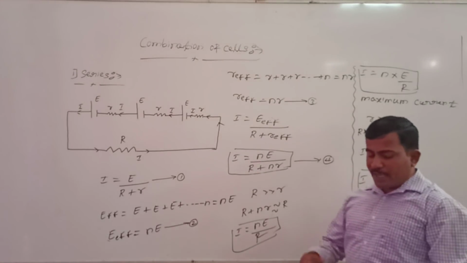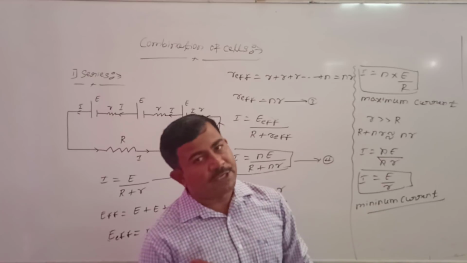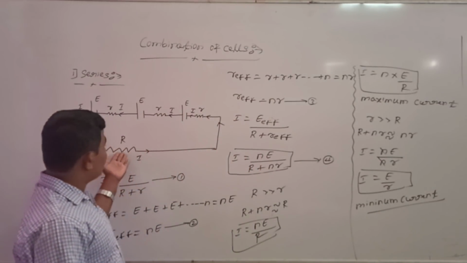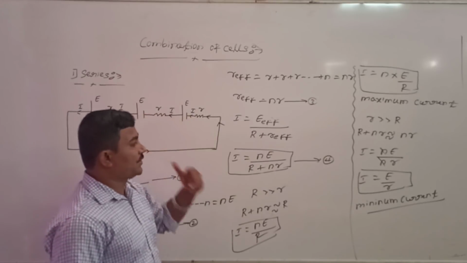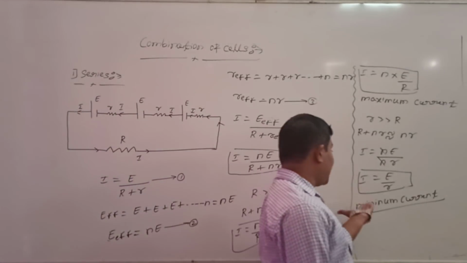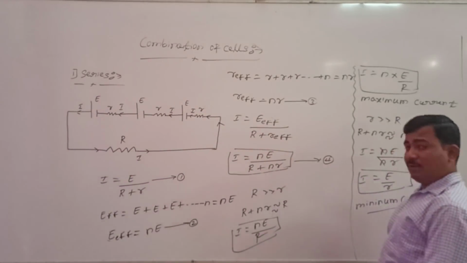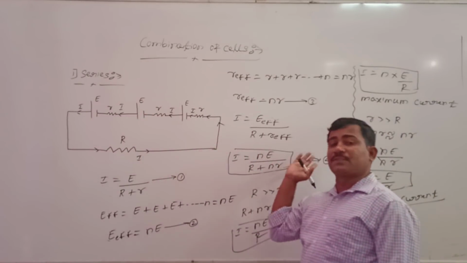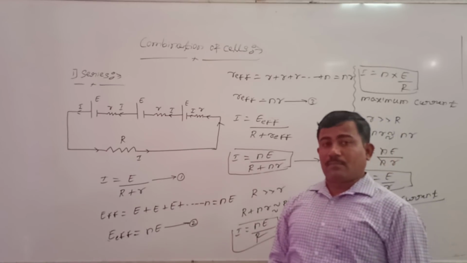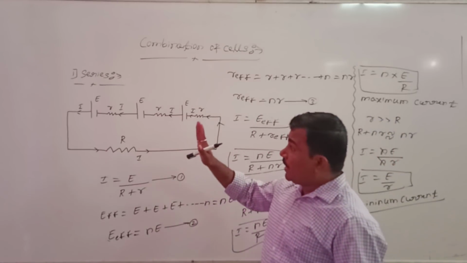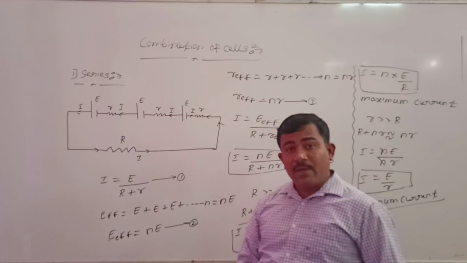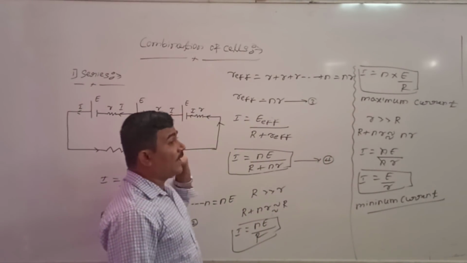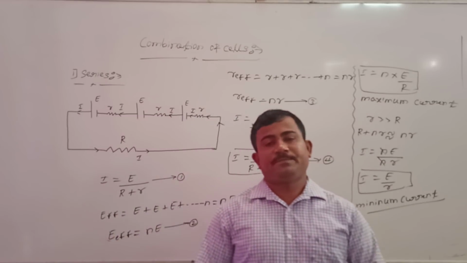To get the maximum current for a combination of cells in series, what do we do? The external resistor must be greater than the internal resistance of the cell. And to get the minimum current for this combination, the internal resistance must be greater than the external resistance. This is for the combination of cells in series when cells of equal EMF and equal internal resistance are there.